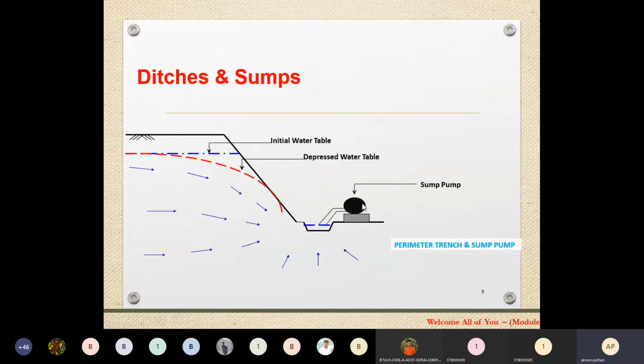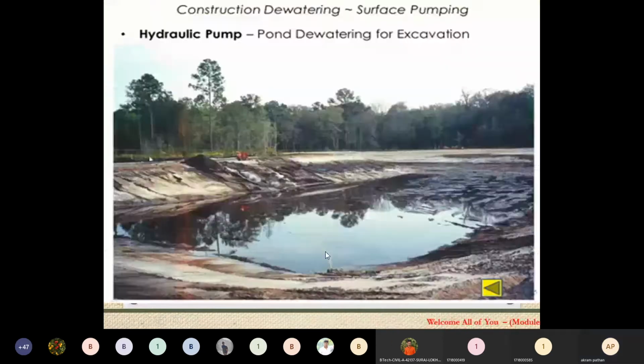The capacity of the pump is selected depending upon the availability or volume of water in the particular ditch and sump. So this is a particular setup we require for the dewatering process in the case of the ditch and sump. We require the pump setup, we require a trapezoidal trench, okay, and we require a maximum point discharge.